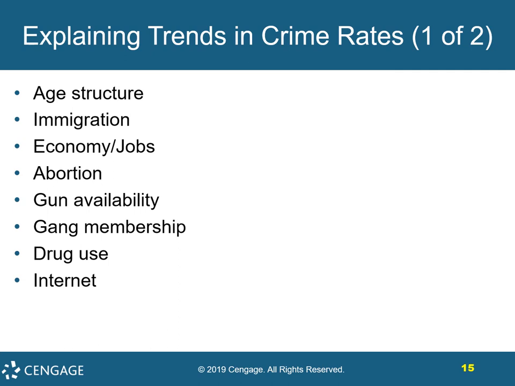There are some societal factors that help explain some of the trends in crime rates. The age structure, in other words, our population in general is aging. Immigration, economy and jobs, or the availability of jobs and the economy in general. Abortion, gun availability, gang membership, drug use, and internet crimes.